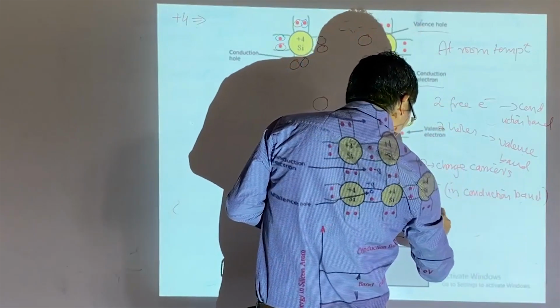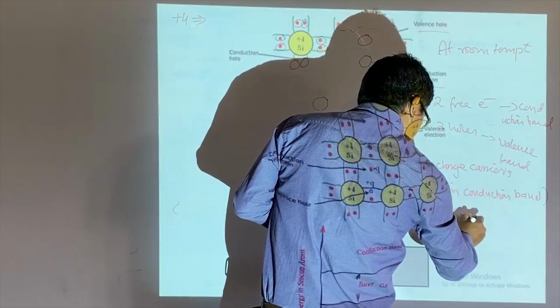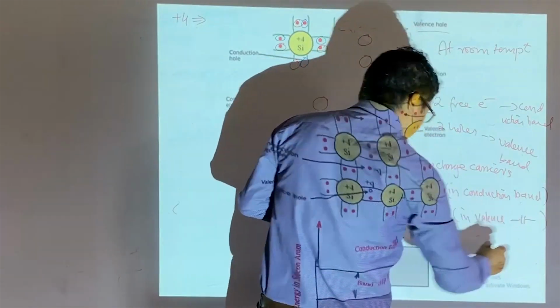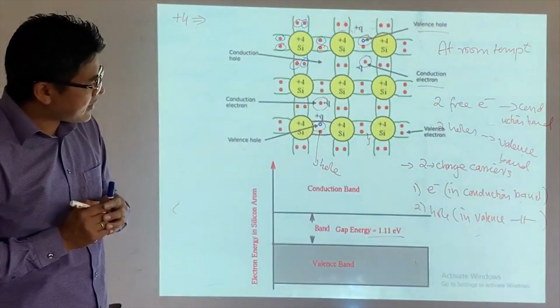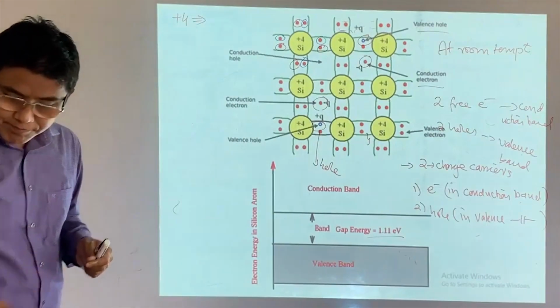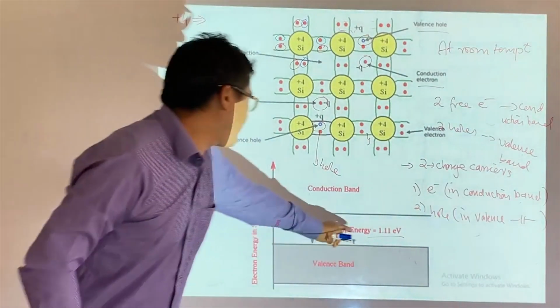The other one is the hole in the valence band. That you should keep in mind. So this is what is special about semiconductors. All right. This is the energy gap.